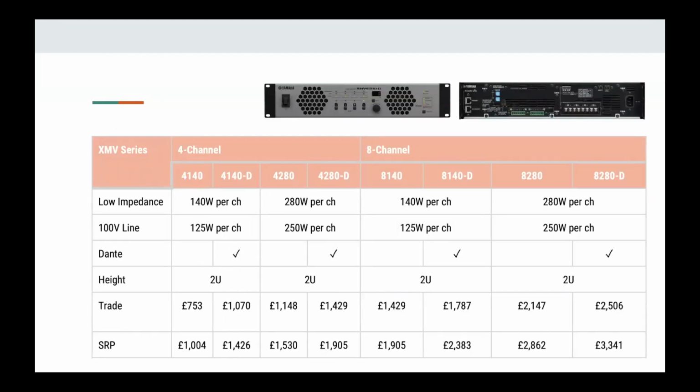So in terms of amplifiers, we have the 4140 all the way through to the 4280D, and then the 8140 to 8280D, which are the 8-channel variants. And you'll see they both provide either 140 or 280 watts per channel. There are Dante versions. All of the amplifiers are the same height, and the SRPs run from £1,004 all the way through to £3,341 plus VAT.